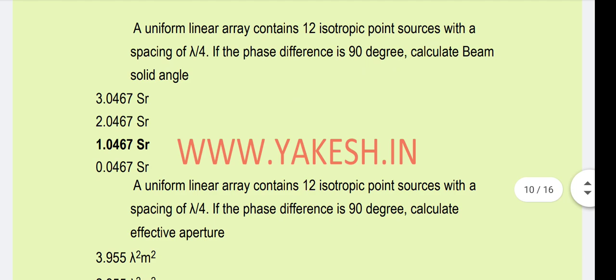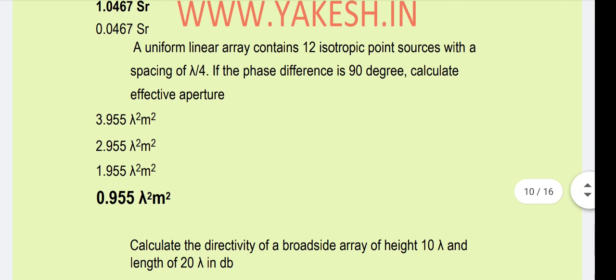Next question. Uniform linear array, 12 isotropic point sources, spacing lambda by 4, phase difference 90 degree. Calculate beam solid angle. Option C, 1.0467 sr. Next question. A uniform linear array contains 12 isotropic point sources, spacing lambda by 4, phase difference 90 degree. Calculate the effective aperture. Option D is the answer, 0.955 lambda square meter square.